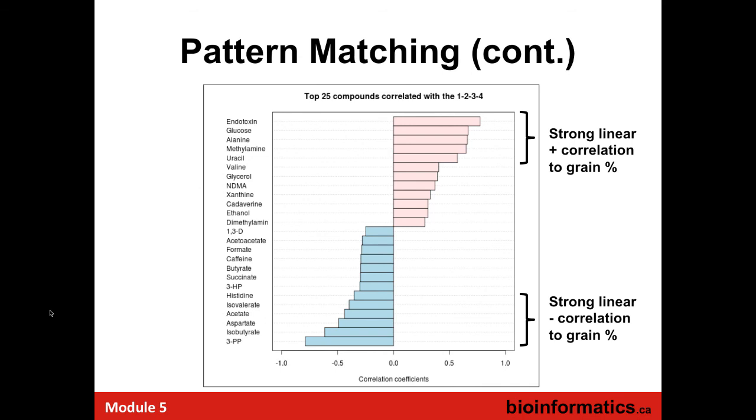And this is a graph that's showing the correlation coefficient, the linear correlation coefficient, Pearson correlation, of these different metabolites. So some climb with grain concentration, some do the opposite. So in this case, we can see endotoxin and glucose climb. They have the strongest linear correlation of about 0.6, 0.7. So they increase with grain concentration, whereas 3-phenylpyruvate and isobutyrate drop, and quite significantly, and they have the opposite trend.